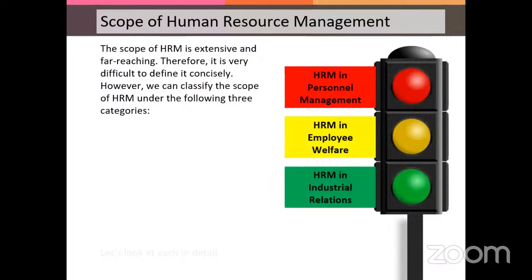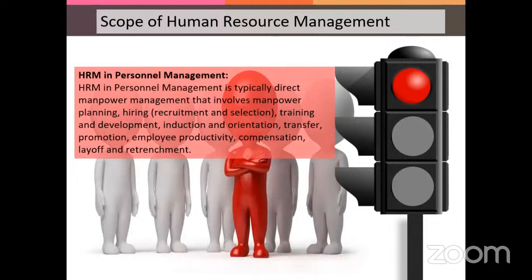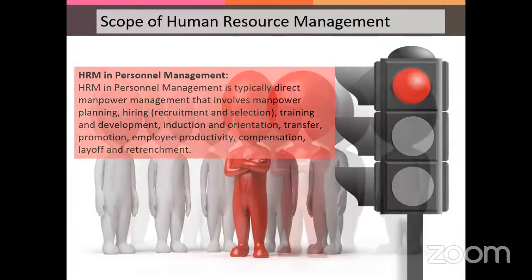Now, in the scope of human resource management, we categorize them also into three. We have HRM in personnel management, HRM in employee welfare, and HRM in industrial relations. If we take the first one, HRM in personnel management, it is typically direct manpower management that involves manpower planning, hiring, training and development, induction and orientation, transfer, promotion, employee productivity, compensation, layoff, and retrenchment.